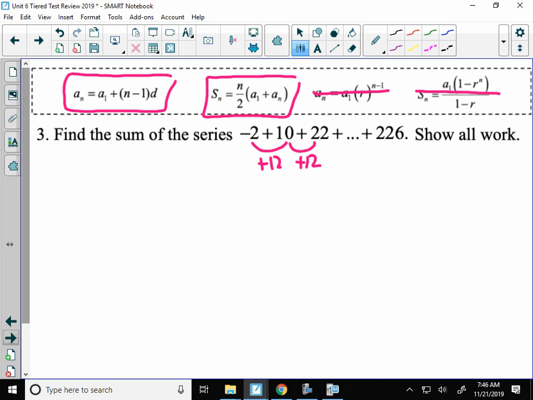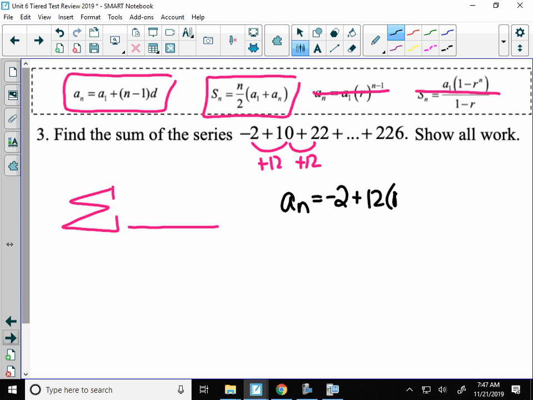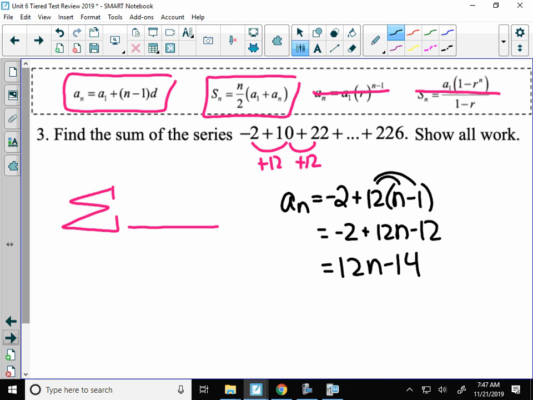So let's see. Find the sum of the series. Let's see if we can use sigma here. If I use sigma, I have to come up with the a sub n formula to go right here. So I have to do a little bit of work. I'll have a sub n equals my first term plus 12 times n minus 1. And I'm going to simplify that. So I'll get -2 plus 12n minus 12 is 12n minus 14. All right, so that's going to go right here.